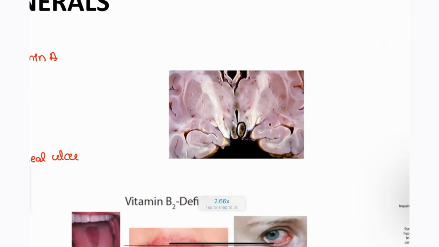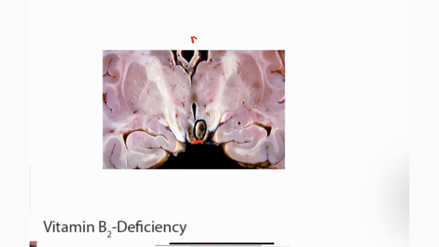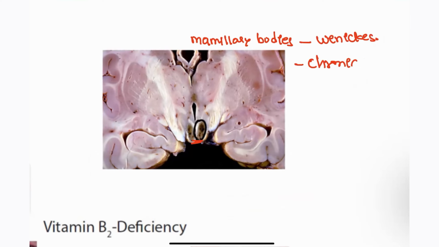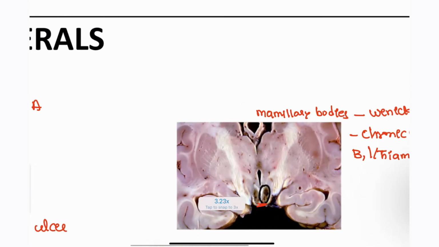Next, these are the mammillary bodies, and if the mammillary bodies are involved in inflammation or necrosis, what is that condition, guys? This is known as Wernicke's, right? Wernicke's condition is seen in chronic alcoholic patients where there is a deficiency of B1, or thiamine deficiency, in this patient, right?